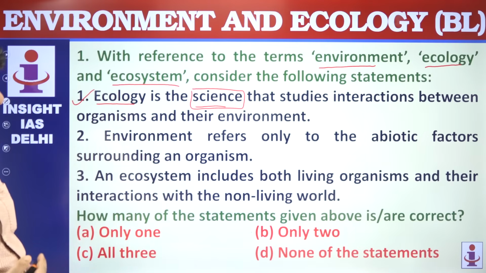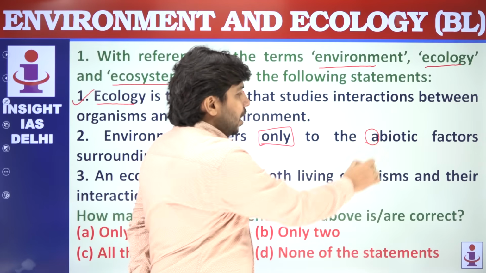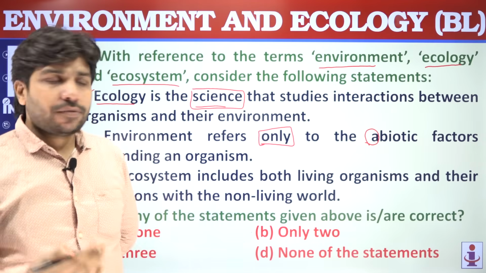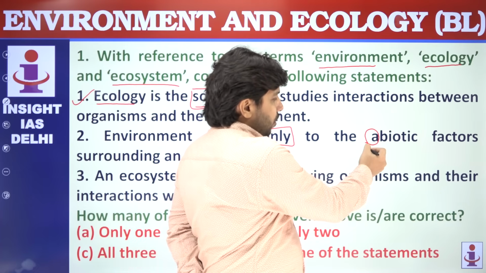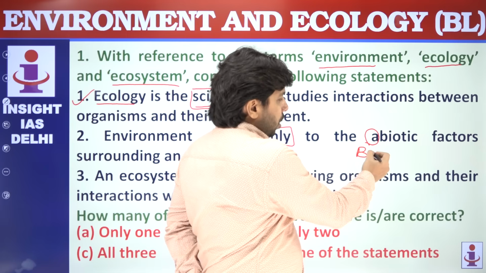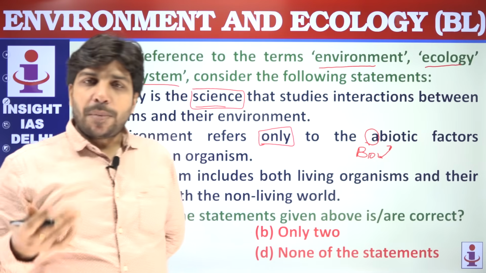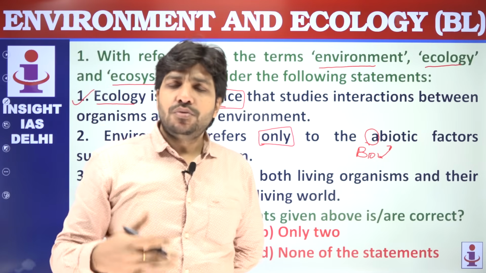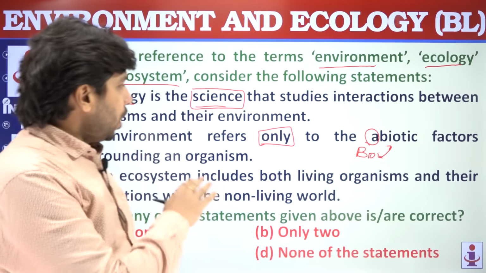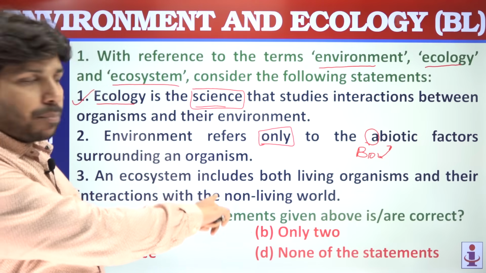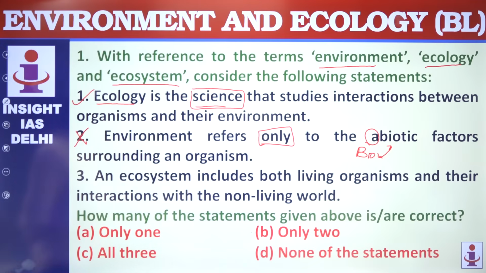Statement 2 says that environment refers only to the abiotic factors. Environment does not refer only to the abiotic factors. There are two kinds of components in environment. One is biotic, the other one is abiotic. So both are included, biotic and abiotic. Biotic means which has life, abiotic means which does not have life. So environment includes both biotic and abiotic, but it is saying only abiotic. That makes this statement wrong.